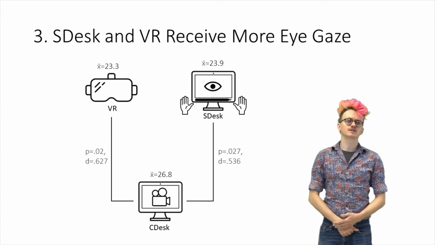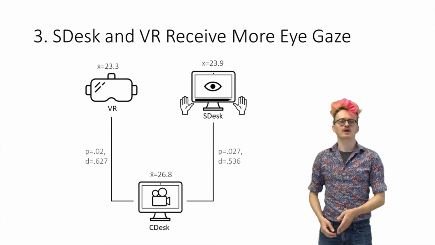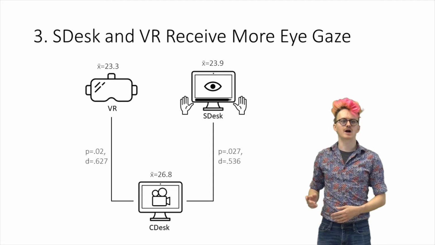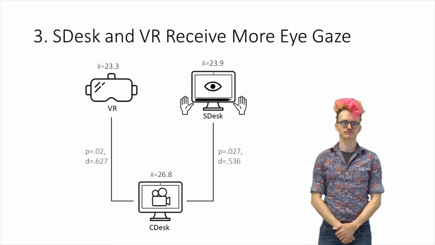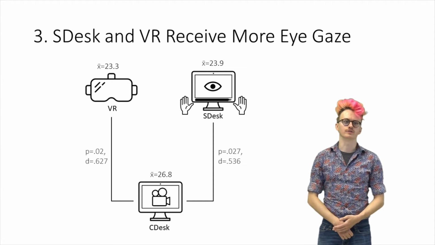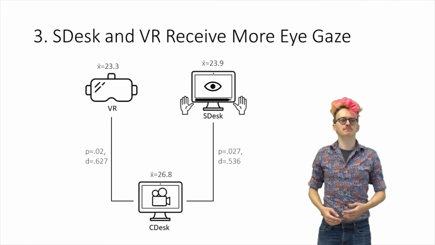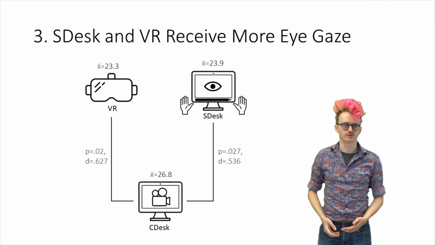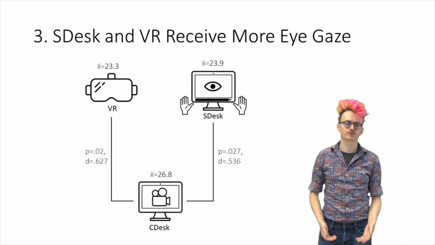Third is that our sensors-based avatar and the VR avatar attract significantly more eye gaze than the conventional one. The lower average angle for these two implies that subjects spent more time looking at or near them, which we'd consider important for engaging a student.